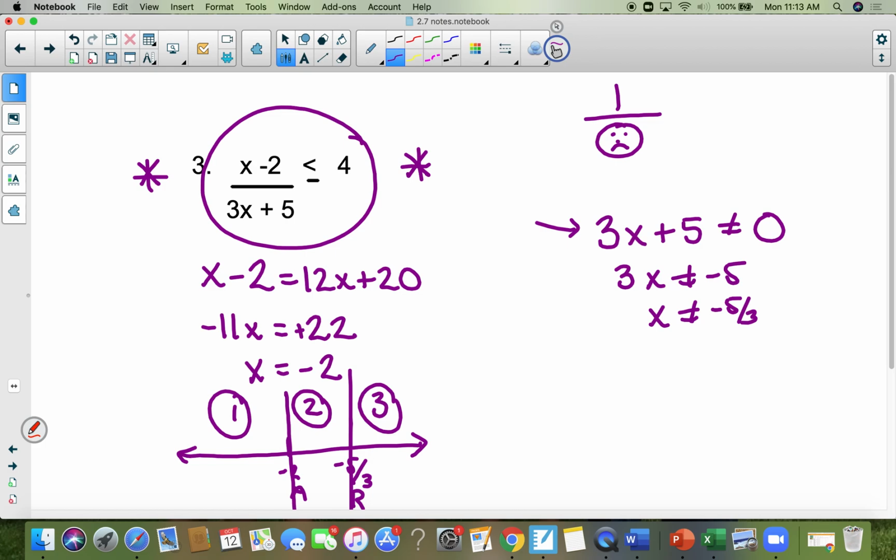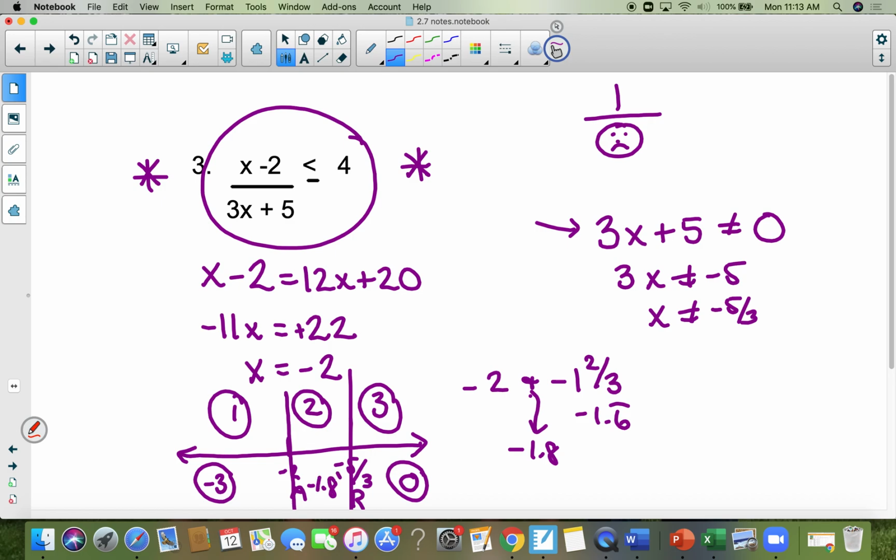A number less than a negative 2, I would probably try negative 3. A number greater than a negative 5/3, I would probably use 0. And the middle one's a little tougher. It's between a negative 2 and a negative 5/3. What's in between a negative 2 and a negative 1 2/3? Well, this is a negative 1.6 repeating. Sorry to say, I would probably try a negative 1.8. That lies in between those. So I'm going to try a negative 1.8 into the original.